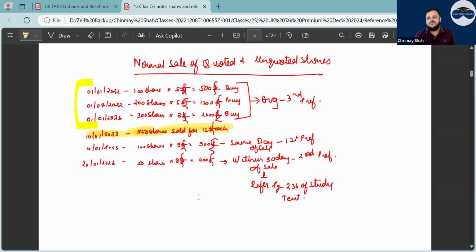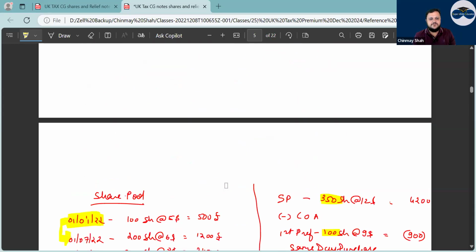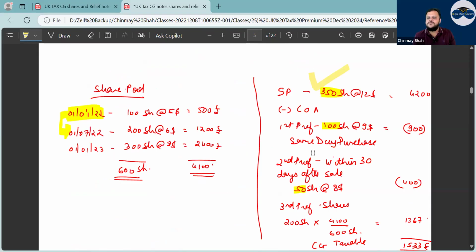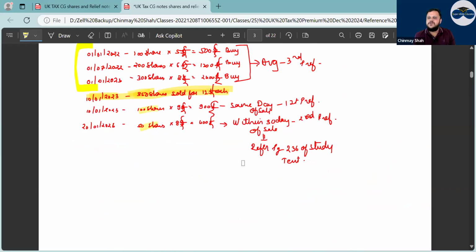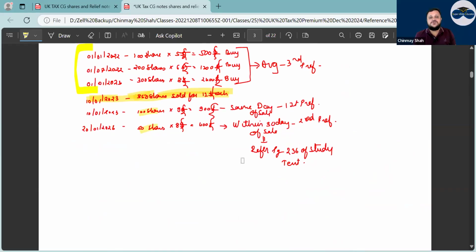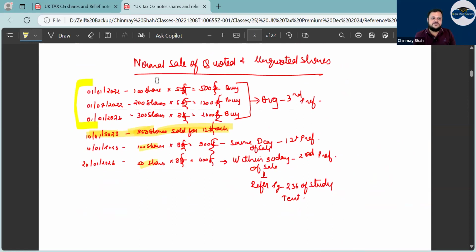That is the problem. So cost of acquisition, they have said that the first preference should be of shares that are purchased on the same day. So this 350 shares sold, correct? So your selling price will be there, correct? 350, right? Minus cost of acquisition, first preference given to the same day purchase, second given to after 30 days or within 30 days after sale, whatever is the number of shares. So here in this case 150, so 150 done, and remaining 200 from the share pool, that is these 600 shares, correct, on a weighted average basis.